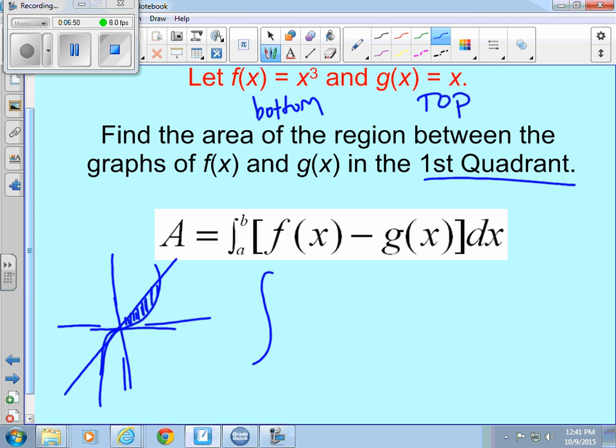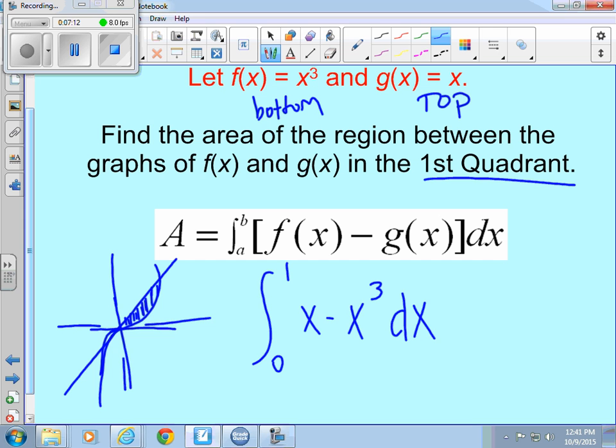So I'm going to do x minus x cubed. Everyone agreed? Top minus bottom. Where are the intersections? 0 and 1. Now you might just know that because it's x and x cubed, but how would you find out if you can't just see it if we are doing a by hand problem?